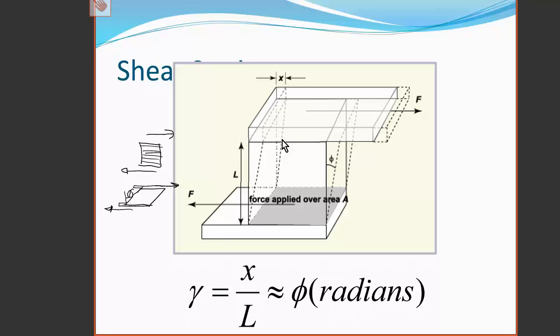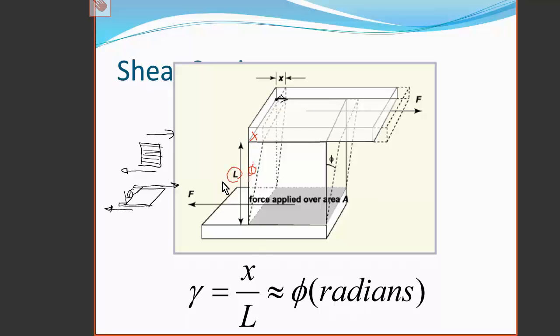See, what will happen is if we apply a force to this material, it will start to lean over, and the top edge will have moved over by distance x, as shown. Just going to change the color of this. So if we divide that distance x by this distance L, we basically calculate this angle here in radians. So this is x and that's L.